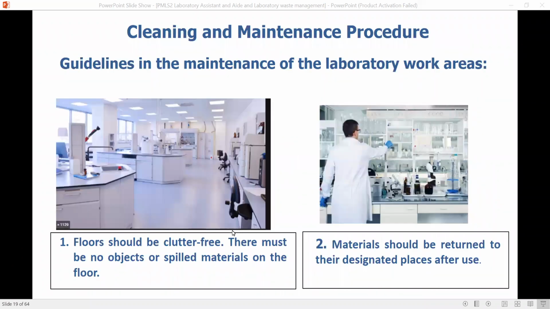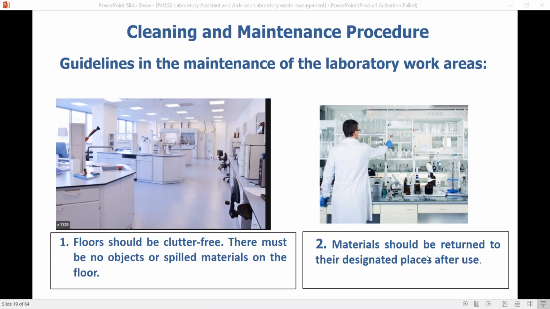Okay. Now, guidelines in the maintenance of the laboratory work areas. Floor should be clutter-free. There must be no objects or spilled materials on the floor. So if you spill something, reagent or water or whatever, it should be wiped off immediately. Why? Because someone might trip, fall, slip. So make sure it is clean. There must be no objects or spilled materials on the floor.